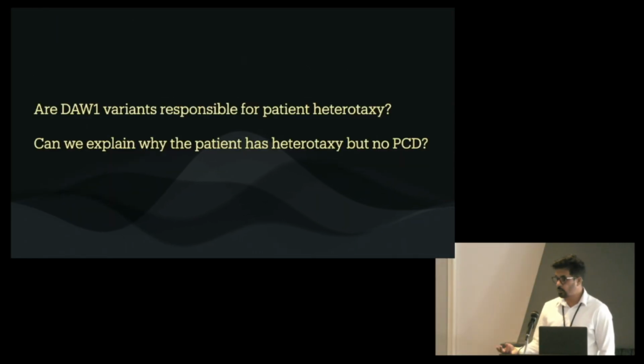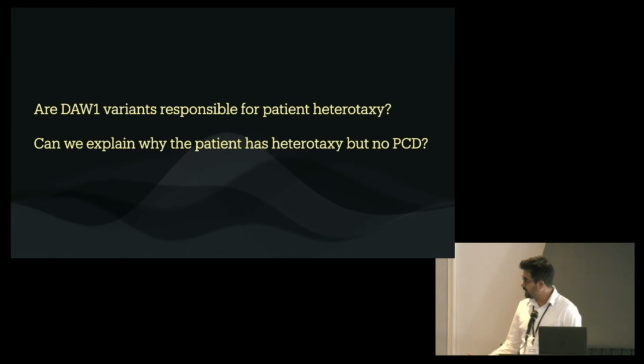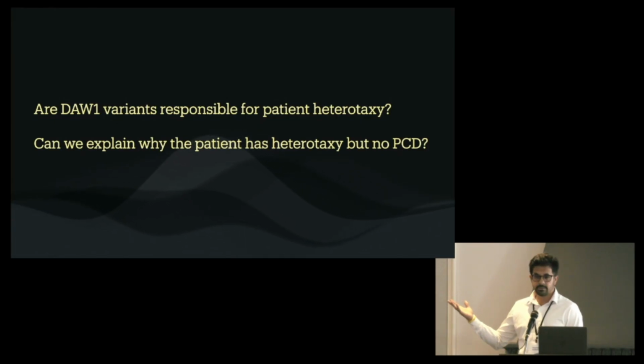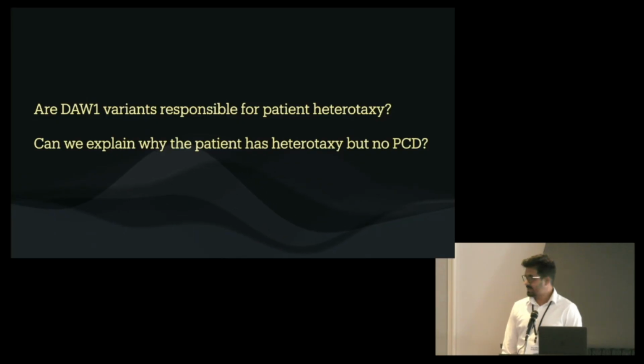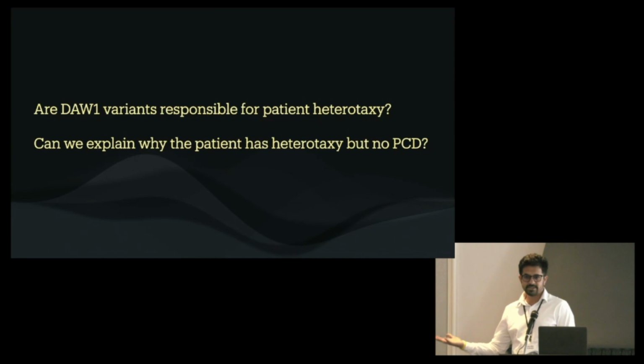There are 2 questions we are trying to answer here. One is, are these DAW1 variants responsible for the patient's heterotaxy, because both of them were VUSs? And the second is, can we explain why the patient has heterotaxy but not PCD, because DAW1 is essential for motility of cilia in both airway multiciliated cells and in the node?